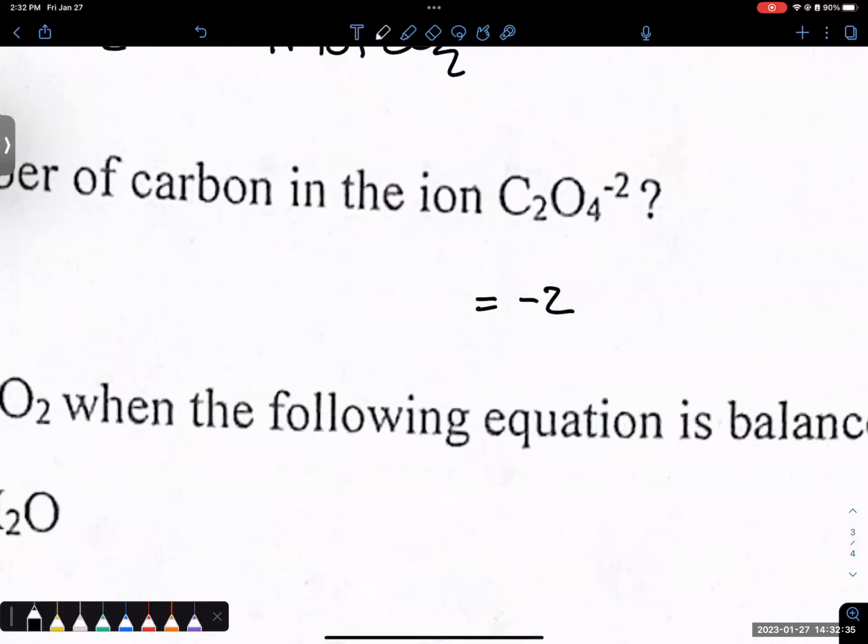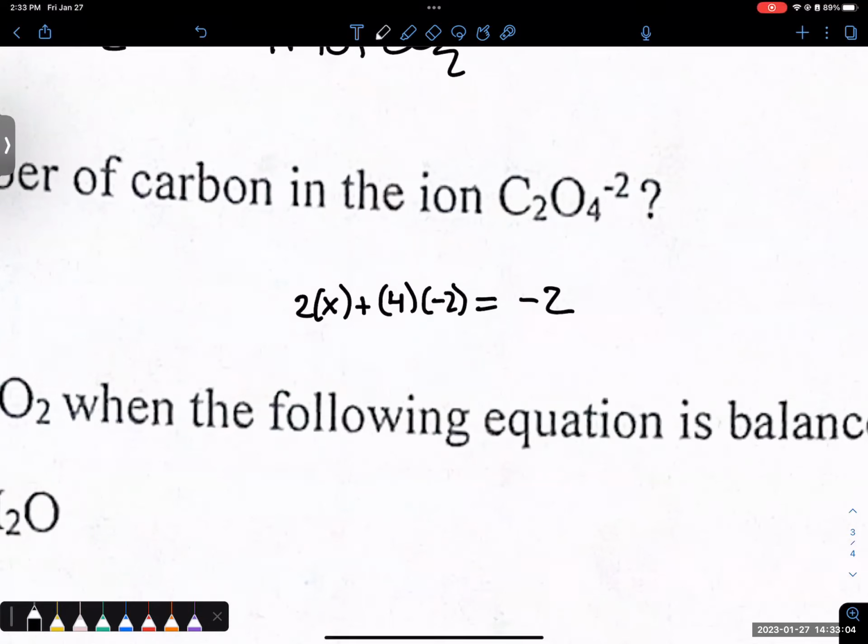We know we have 2 carbon atoms, and it's asking for the oxidation number of that. So we're going to put that as X, okay? So 2X, that's what we're looking for. We need to add to that. We have how many oxygens? 4 oxygens. And what is oxygen's oxidation number in 99% of compounds? -2.